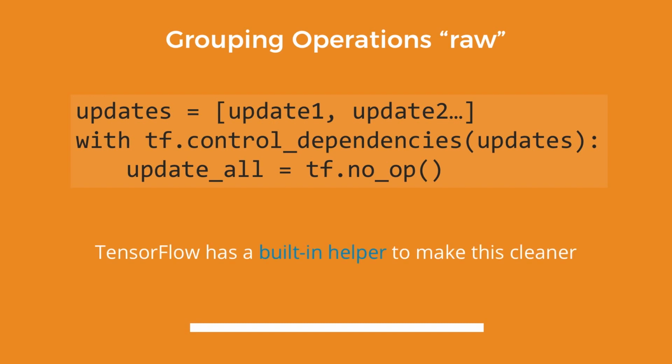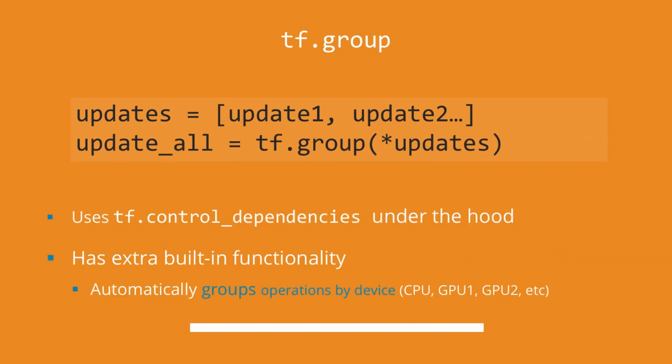But this is actually a common enough pattern that TensorFlow has a helper for this to make it a little bit cleaner. We have tf.group. It expects *args arguments, so you have to use the asterisk to unpack the list. It uses tf.control_dependencies under the hood, but also has some extra helpers, such as keeping all of the operations that are placed on a certain GPU on that GPU. So it's actually a really nice way to do this exact pattern.